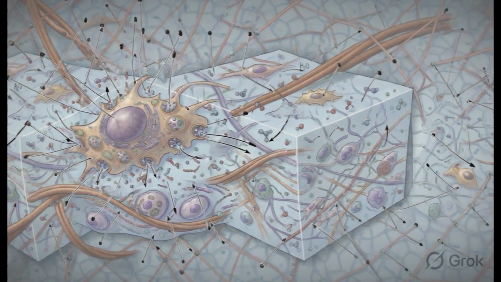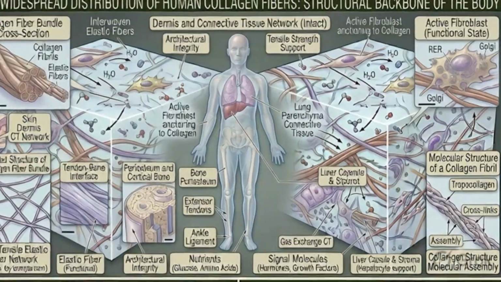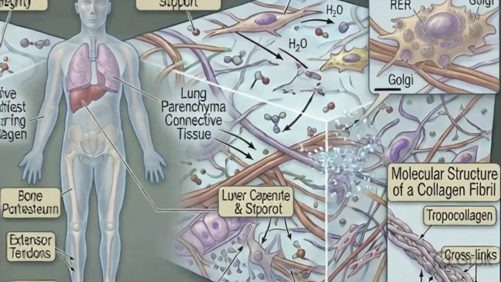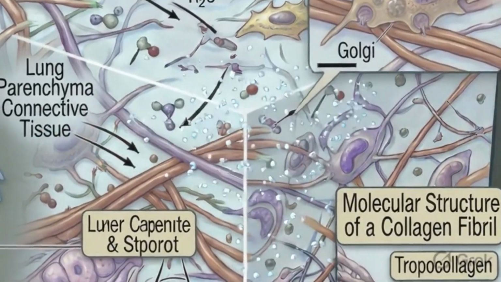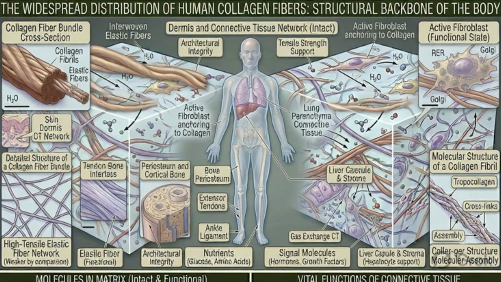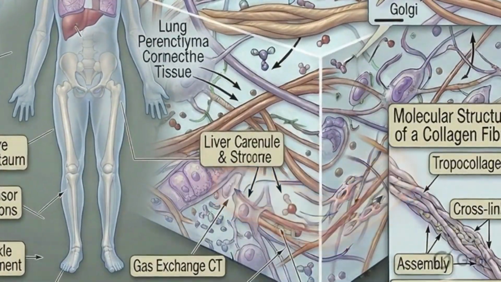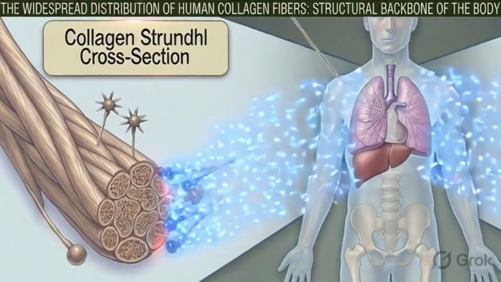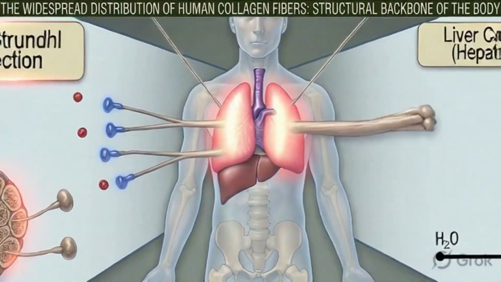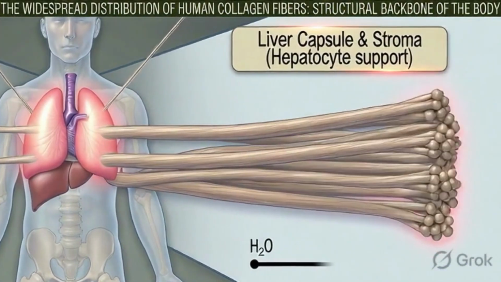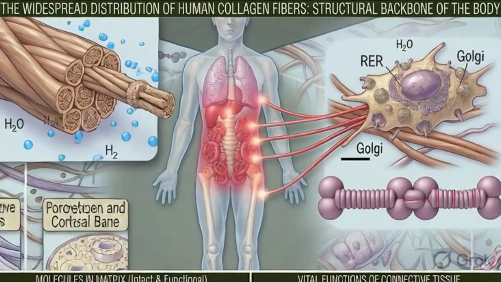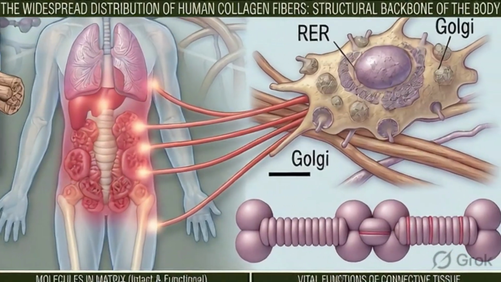Unlike epithelial tissue, which is made primarily of densely packed cells, connective tissue is defined by what surrounds its cells, a material called the extracellular matrix. This matrix is produced by the connective tissue cells themselves, and its composition determines the properties of the tissue. The extracellular matrix consists of protein fibers embedded in a ground substance. The most important of these fibers is collagen.